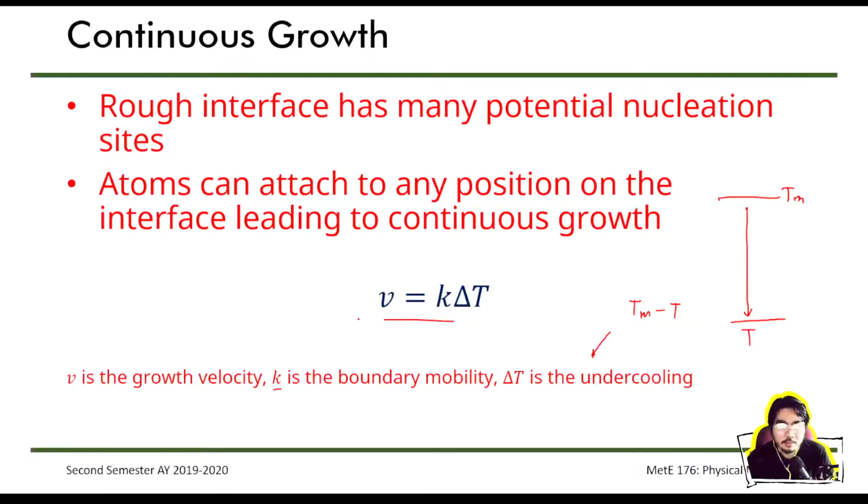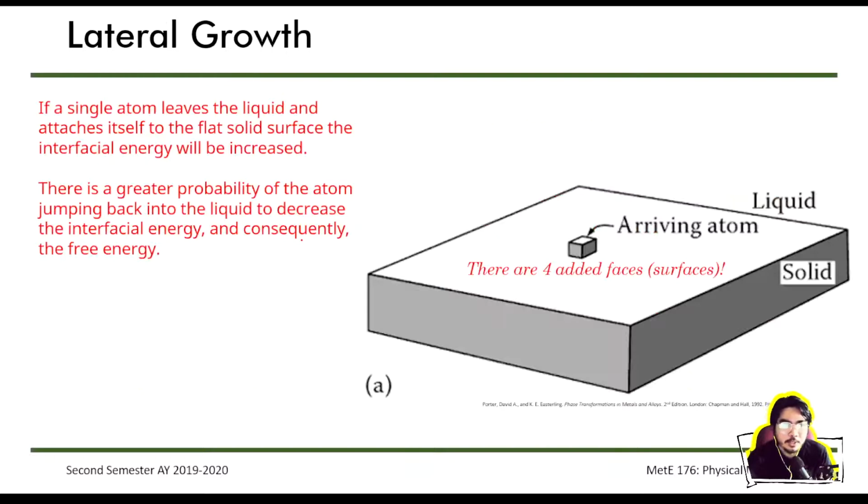Okay. So now let's try to imagine a smooth surface, and this is what happens when you have a smooth surface. We call this lateral growth. So for example, for simplicity's sake, let's make our atoms cubes, and we have a smooth surface. Usually a smooth surface occurs with ceramic materials. It's more common for ceramic materials than it is for metals. So if you have an arriving atom, for example, like that.